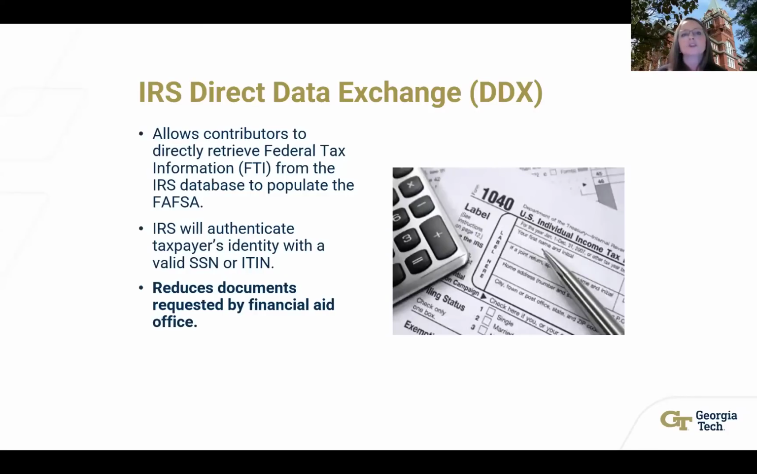I mentioned that there's an electronic data exchange with the IRS, and this is what allows the IRS to supply directly to the FAFSA your federal tax information. What this allows us to do is not have to manually enter tax information into the form, which really simplifies the process. The IRS authenticates your identity with a valid social security number, and it allows us to know that the information is directly from the IRS, so we're not having to collect documentation and copies of your federal tax return. It's a really slick, simple process this year.